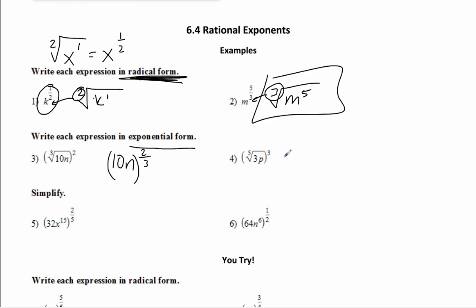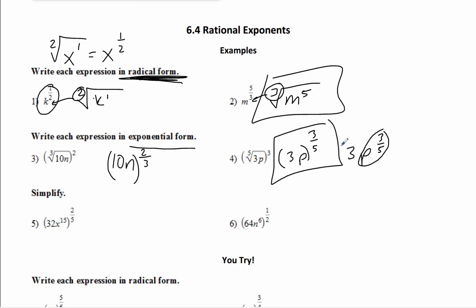And then number 4, I'm going to take 3p and put it in parentheses to the 3/5. If you don't put this in parentheses, it's going to look like this, and it looks like the p is only raised to the 3/5 power. But in the problem, everything is raised to the 3/5 power. That's why you put parentheses around it. No parentheses means it's wrong.